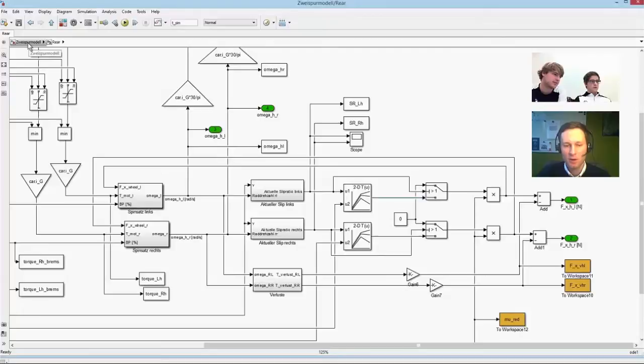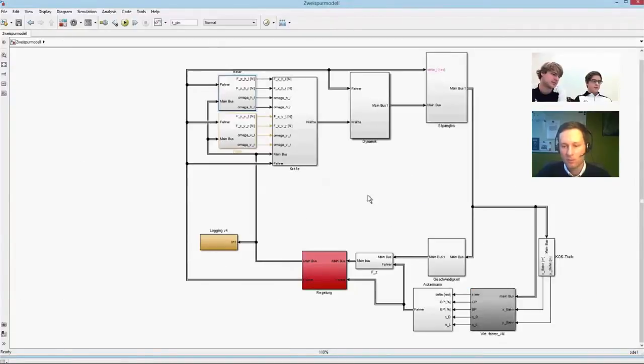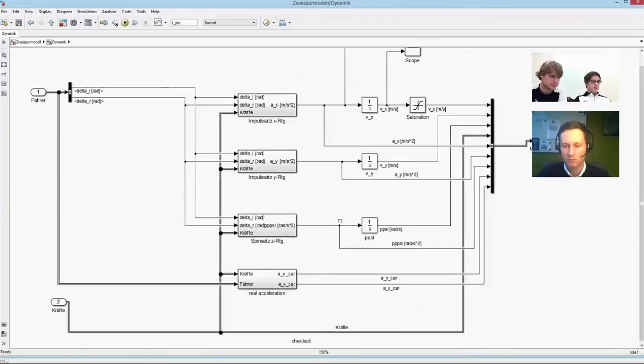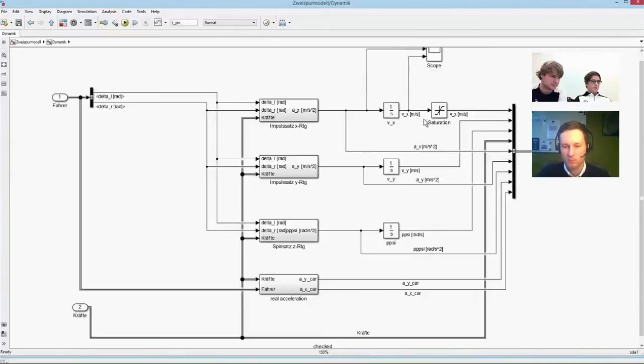Good. So perhaps we can take a little look in the kinematic relations of the two-track model in these dynamics blocks. So what you see here is a very simple approach to model the kinematic relations. We have the different steering angles to calculate the acceleration of the car by a simple kinematic relation.